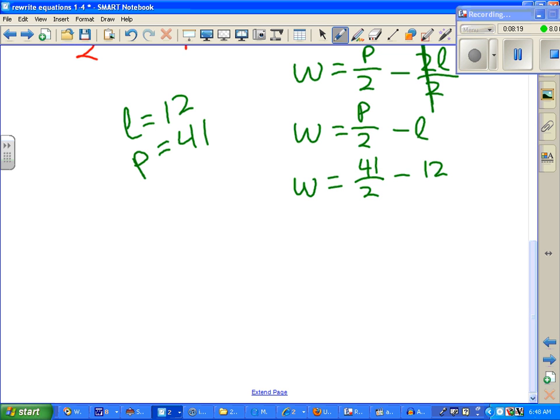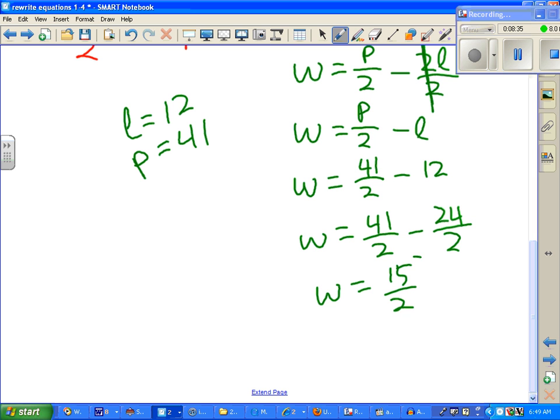Well, I've got a fraction here, a rational number, so I'm going to have to find a common denominator. W equals 41 over 2 minus 24 over 2. 41 minus 24 is 15. So W equals 15 over 2. And I'm done. Okay? Not bad.